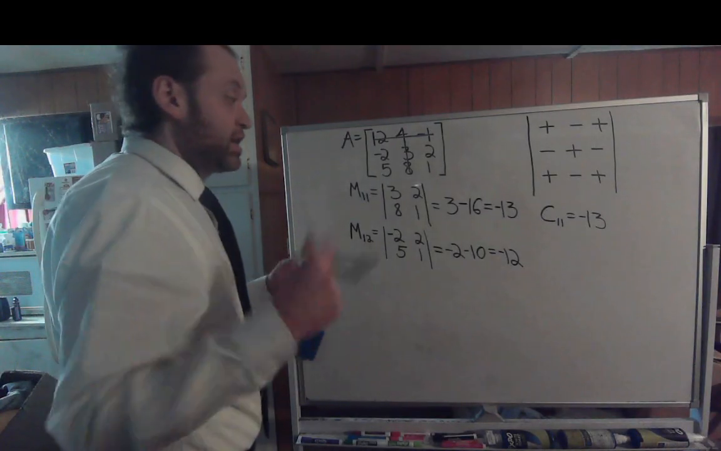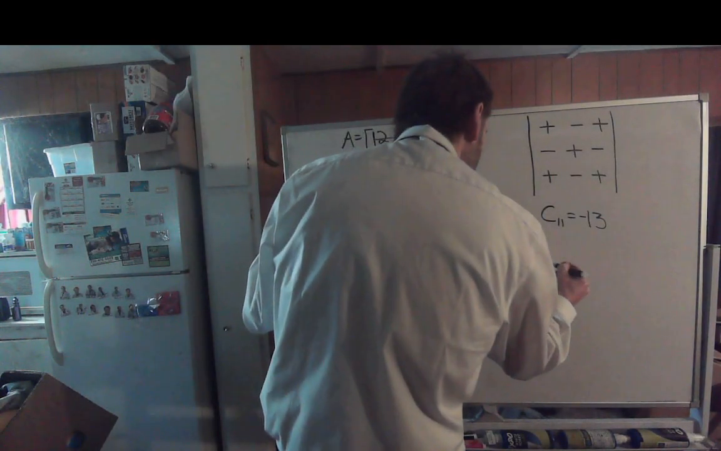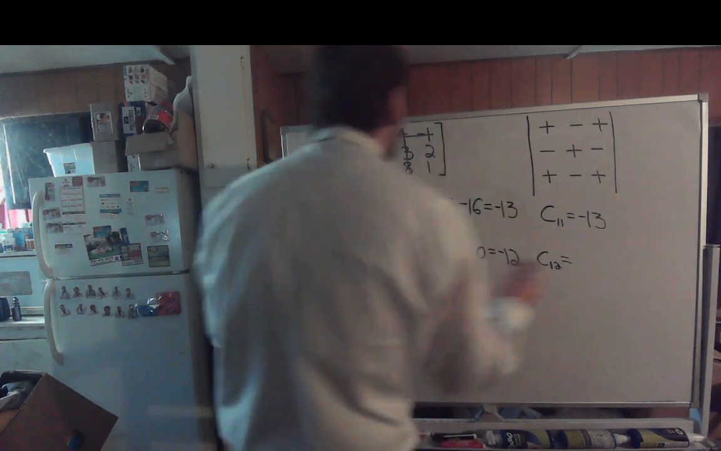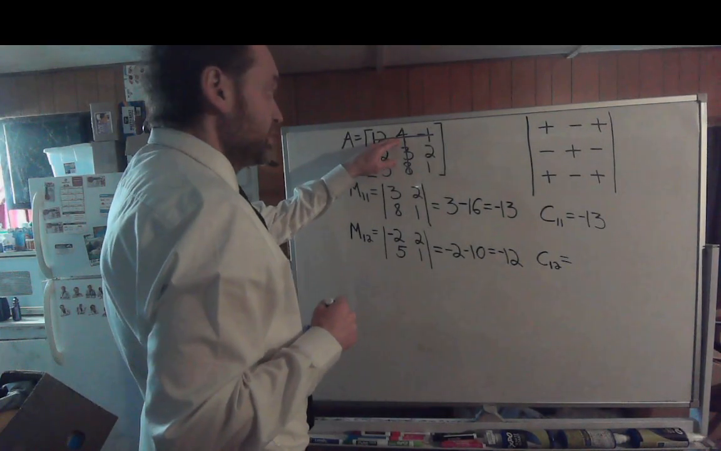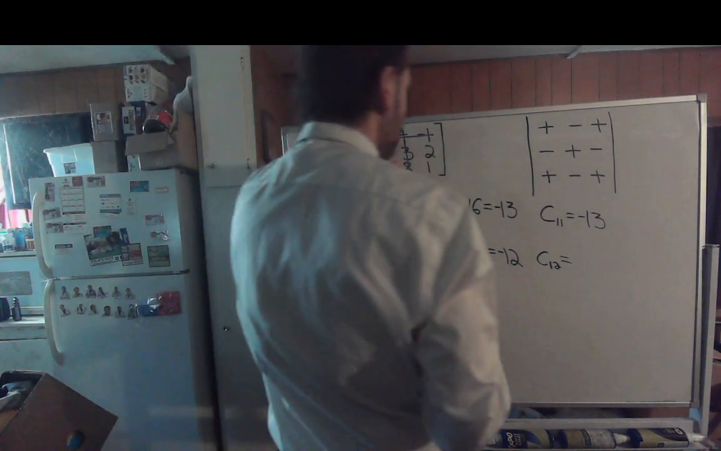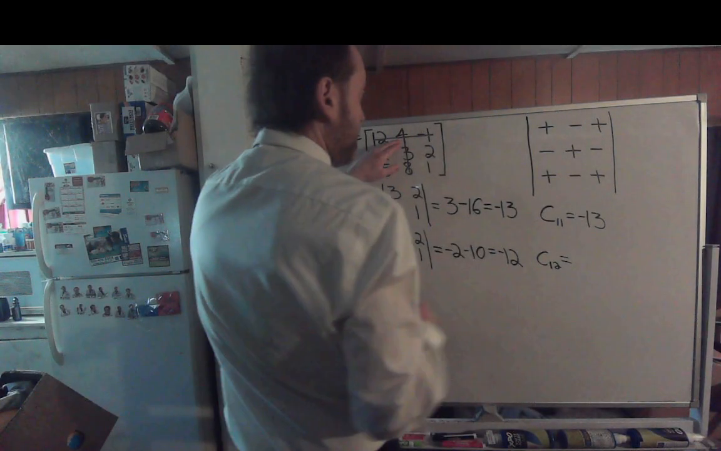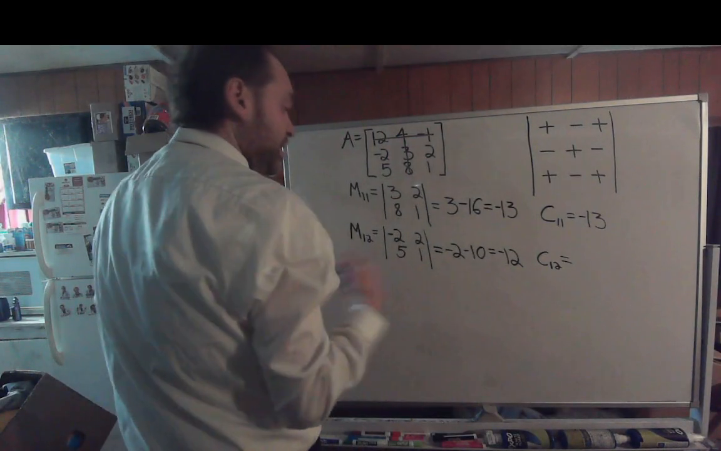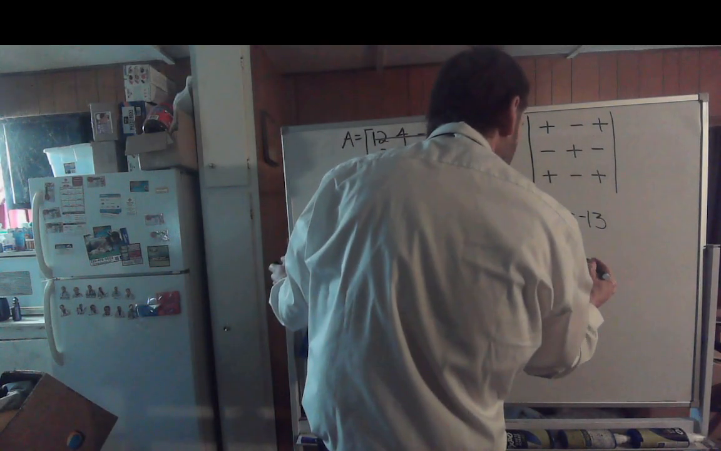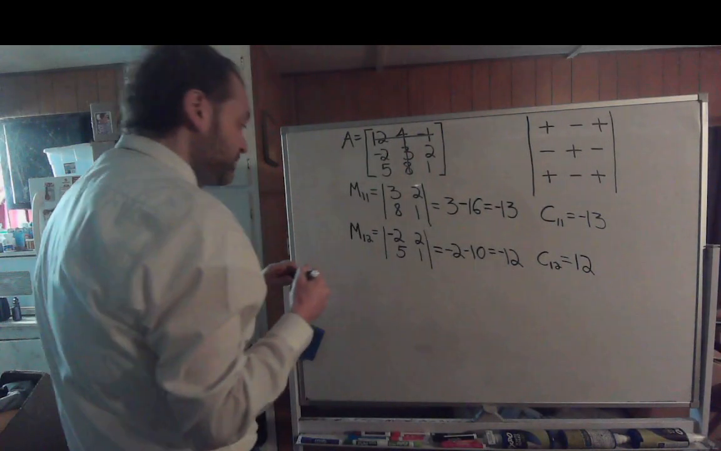Well, now to find my cofactor 1, 2, I worry about where the coefficient itself was that we dealt with. The coefficient 1, 2, according to my sign matrix, should be negative. So I'll negate that minor of negative 12 and I'll get a cofactor of positive 12.